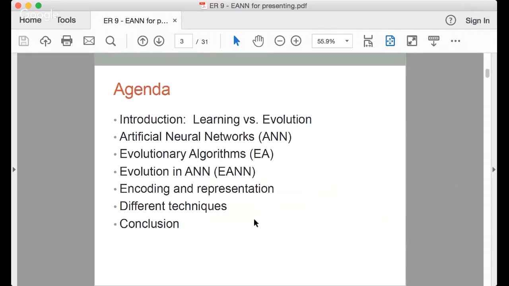So our agenda for today covers an introduction, which will mainly be learning versus evolution. Then we will talk about artificial neural networks, and then evolutionary algorithms, and then evolution in artificial neural networks. We will talk about encoding and representation, different techniques to do encoding, and we will conclude by summarizing the main topics in this presentation.